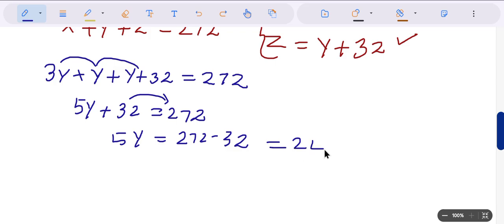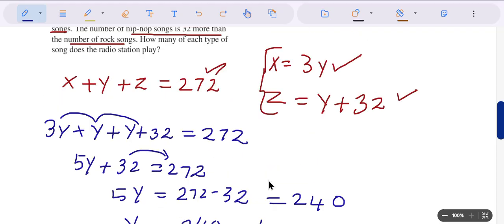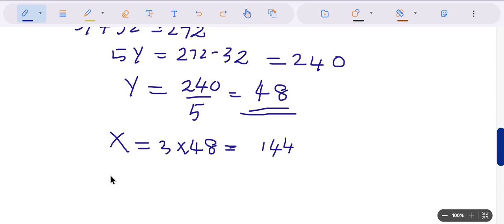Right? Now, this 5 we need to divide. Opposite operation means division. So 240 divided by 5 we need to do. That is 48. Y as 48 we got. Now that we have y, x and z we can find out. X is 3 times y, so 3 times 48 is 144.